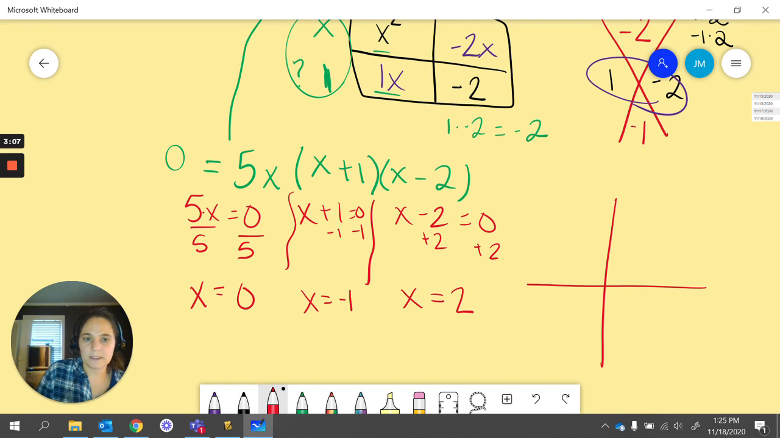So graphically, our graph is crossing the x-axis at 0, at negative 1, and at 2. So the graph looks something like that.